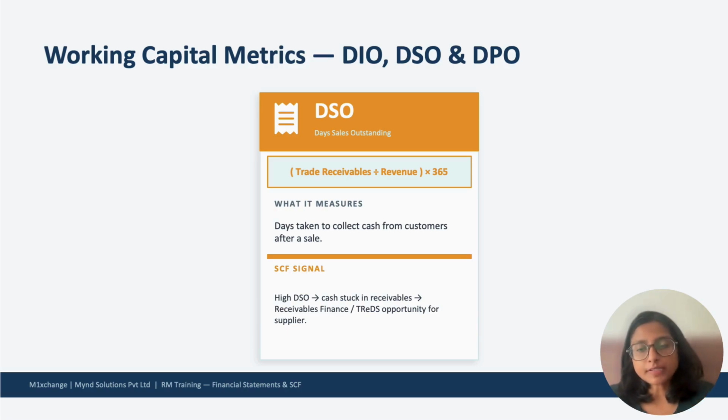So if I say that my receivables are around 40 crores on a revenue of 180 crores, then what will be my days sales outstanding? It will be 40 divided by 180 into 365, which comes to roughly 81 days. So what does this mean? That the business is waiting for 81 days on average to receive its cash after it raises an invoice.